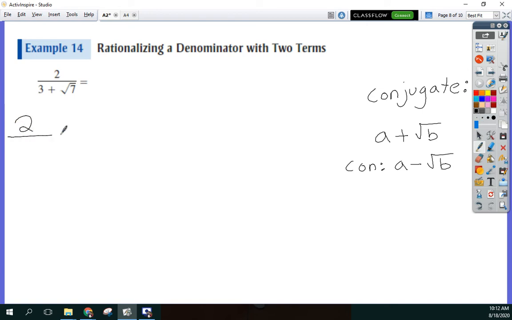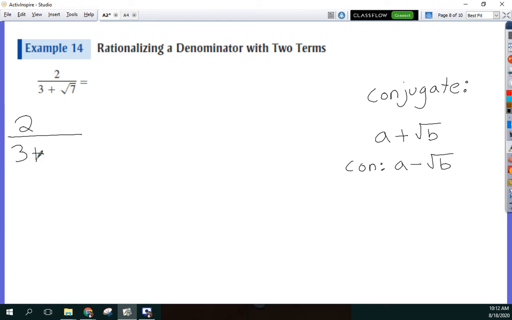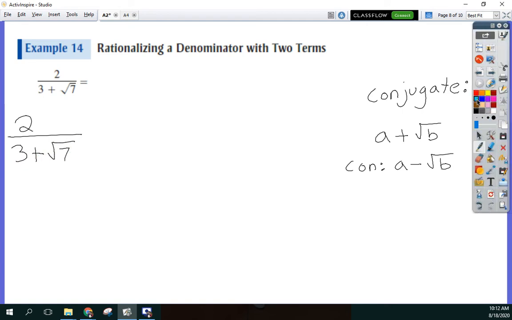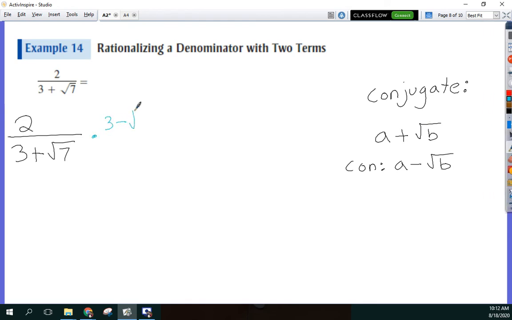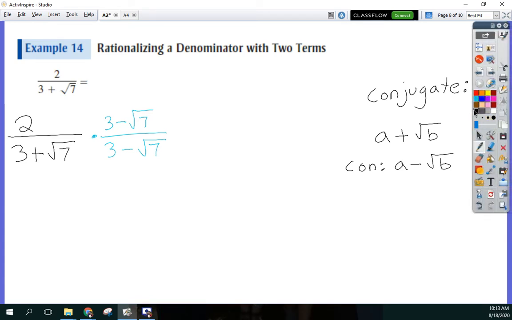So we have 2 divided by 3 plus the square root of 7. Our conjugate would be 3 minus the square root of 7. And it's going to work like magic. Our irrational number, or that square root of 7, is going to disappear from our denominator, which is what we want to happen because we're rationalizing that bottom, or that denominator.